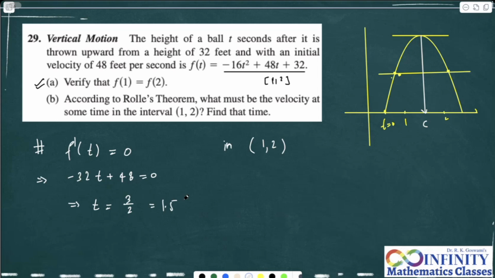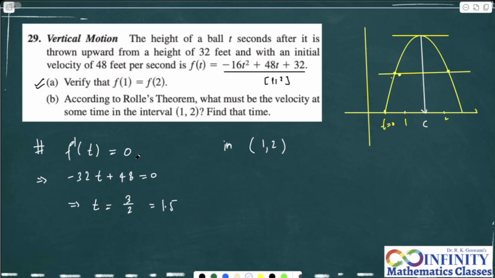is it seconds? Yes, 1.5 seconds. The velocity is going to be 0, because if the velocity is not 0, it will continue to move upward. At this particular moment, the velocity is 0, then it will start going down. Right. Got it? Okay. So these are some simple tasks for you.